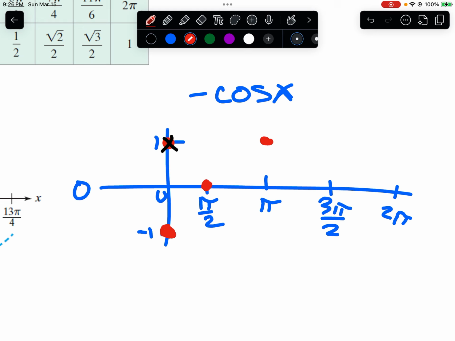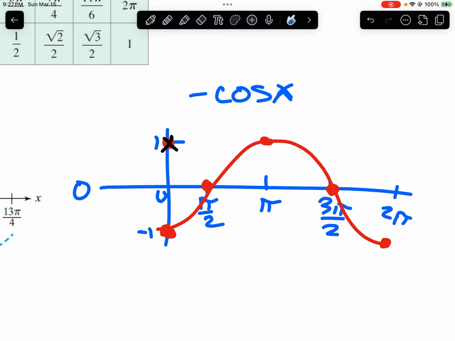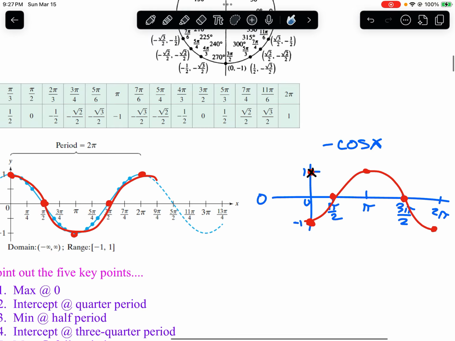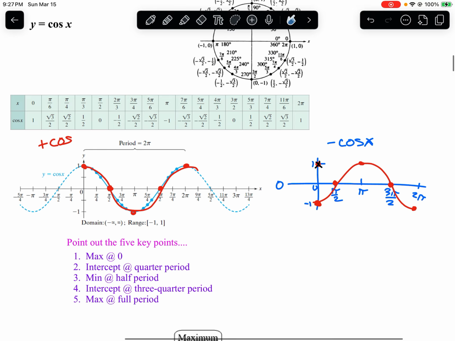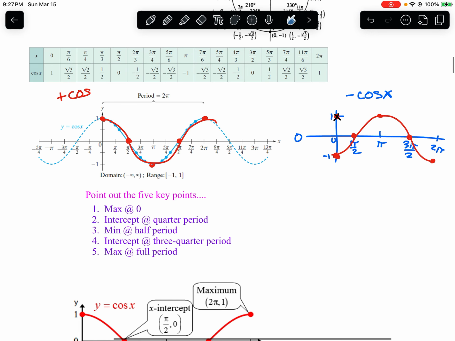So start at the minimum, and then this will go up to the x-axis, hit the maximum, come back down, and then again end where we started. Basically, it's the other graph just flipped kind of upside down, more or less. Okay. So then we'll look at how we find, again, those key 5 points there.